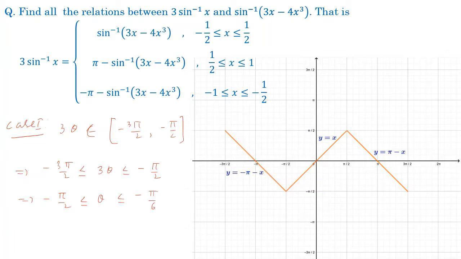So take sine on all sides. It is minus 1 less than or equal to sine theta, which gives us x, and less than or equal to sine of minus pi by 6, which is minus 1 by 2. So x goes from minus 1 up to minus 1 by 2. Now we find sine of this angle. So then we go to the next screen.